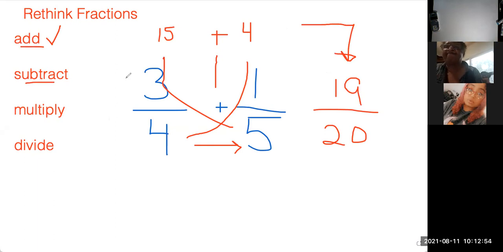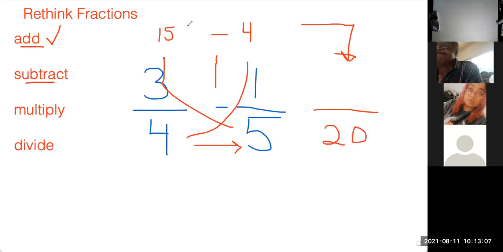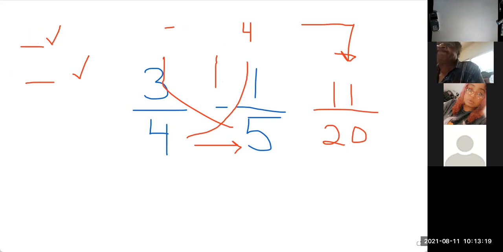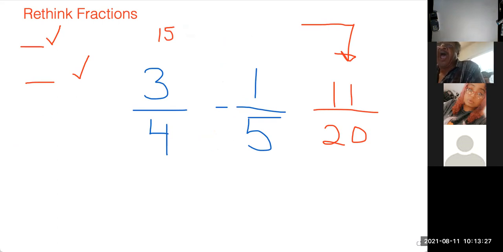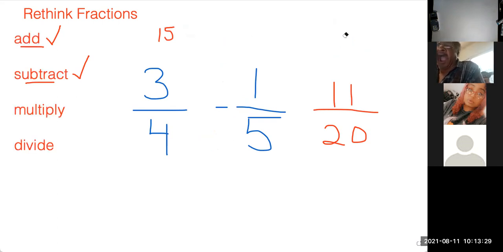Subtracting is the same mechanics. The only difference is if this said subtract, then when we elevate the sign, all the numbers stay the same. So 15 minus 4, that would be 11. So that's subtraction. Now we're going to talk multiplying and dividing. Multiplying and dividing. Oops, didn't want to do that. Multiplying and dividing is, let me see how cleanly I can do this.